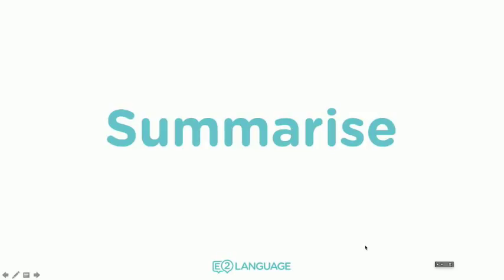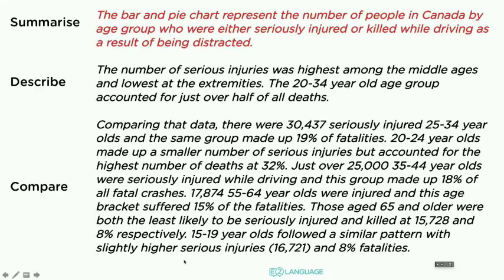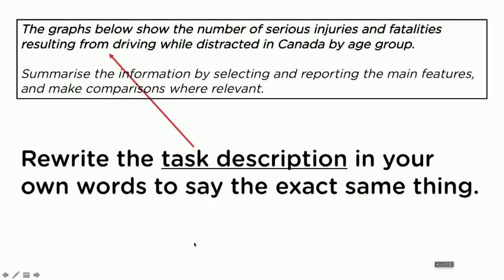Fine, so let's work out how to summarize. To summarize, which is this sentence here, all you need to do is take that first sentence from the box, and rewrite this task description in your own words to say the exact same thing. This is what is called paraphrasing. Paraphrasing is when you take a sentence that you didn't write, and then you read it and you rewrite it in your own words to say the same thing. Okay? That's paraphrasing. That's how you start your IELTS Academic Writing Task 1. You rewrite or you paraphrase the task description, the graph description.